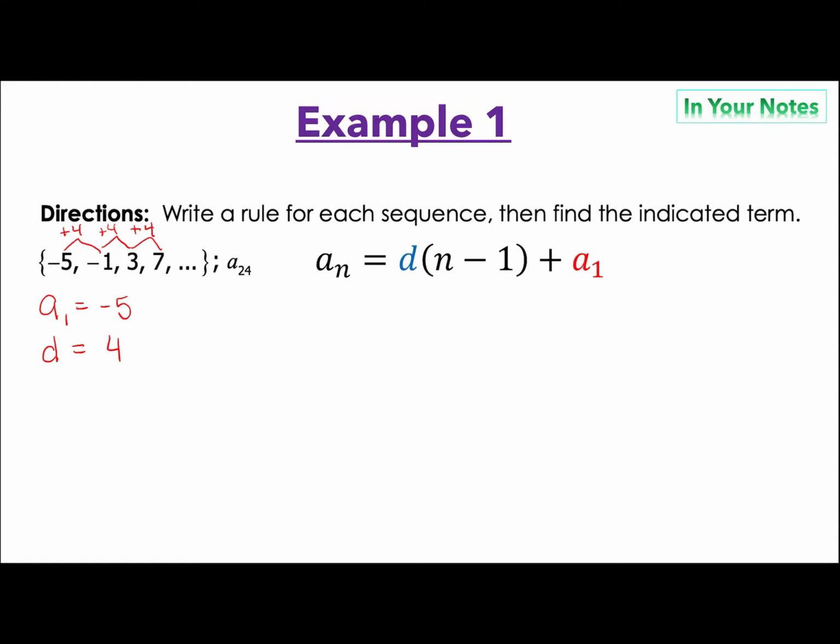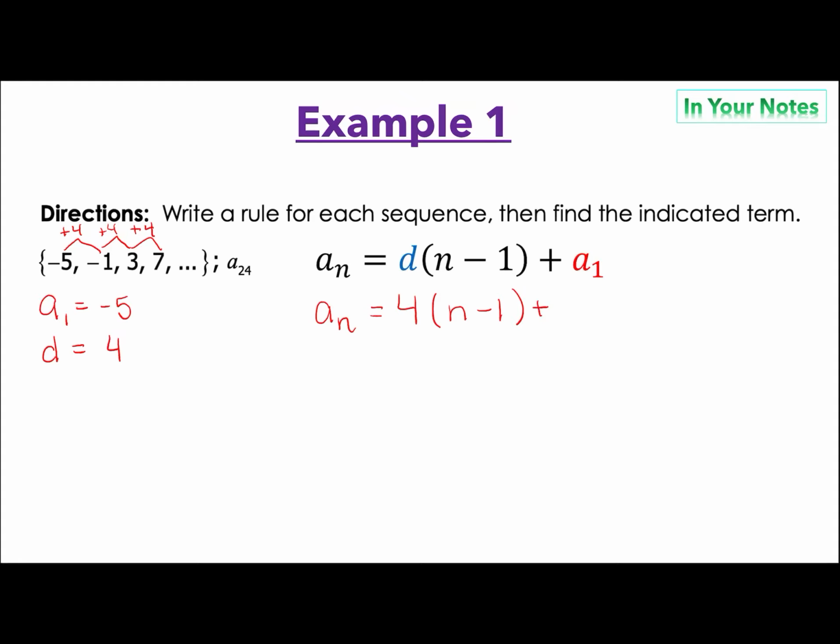So what we're going to do next is start replacing the D with 4 and the a sub 1 with -5. Everything else stays the same. So what I'm going to do right now is just write this. That is always going to be there. I'm going to replace this D with 4. And I'm going to replace this A1.